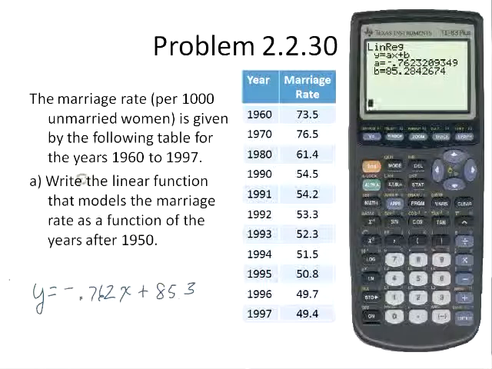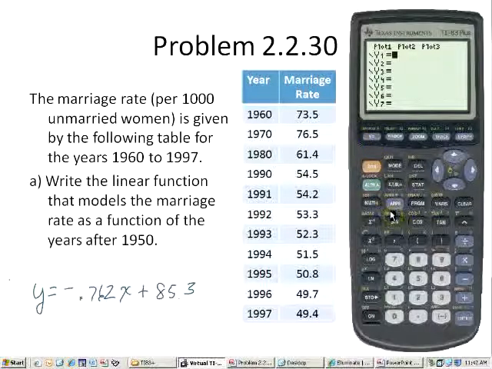Now, what we can do is go into the calculator and see if I can get this on here. All right, here we go. I can put in the answer that we just got for this model. So we had negative 0.762 times the x, plus 85.3. This is our model, and we can enter that.